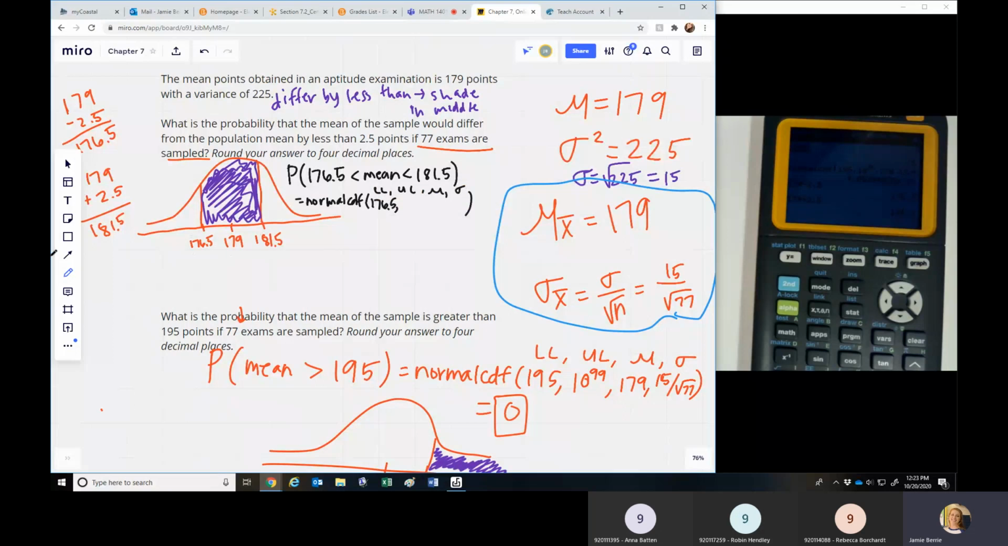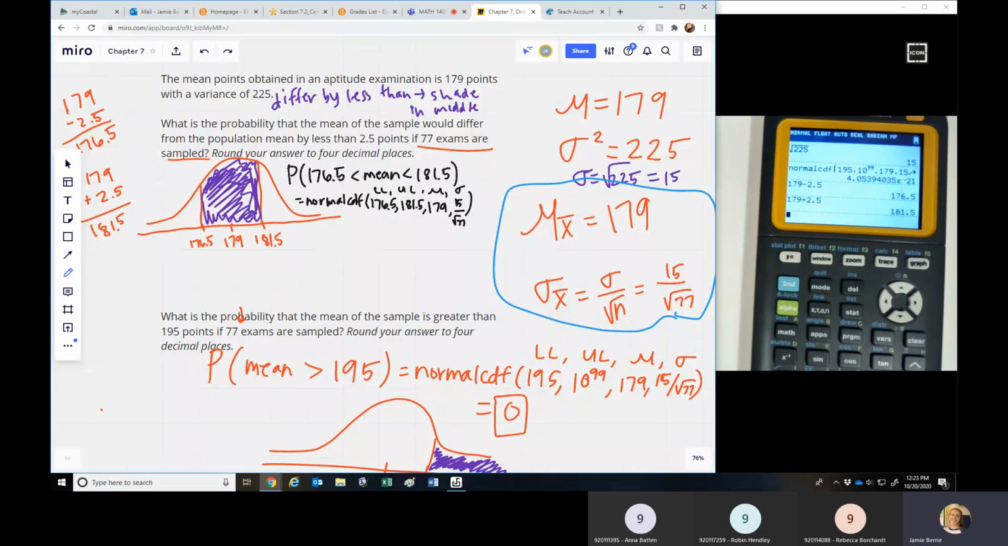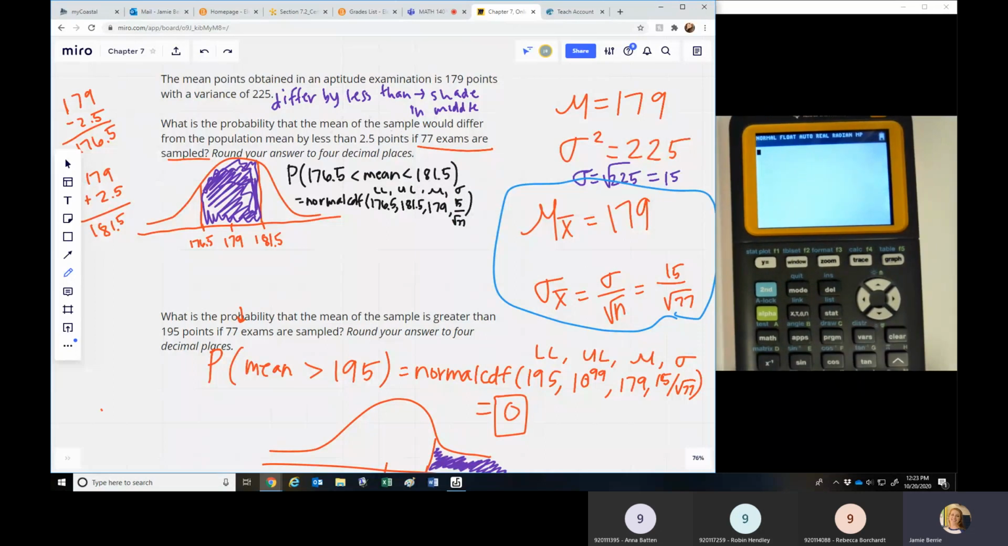Upper limit of our shaded area is 181.5. The mean is 179. Standard deviation is 15 over square root of 77. And again, you see that keyword in there, mean of the sample. All right, so seeing that keyword sample tells us that we're going to use our formulas for the sampling distribution of sample means. All right, so clearing everything out, go to second vars, normal CDF.